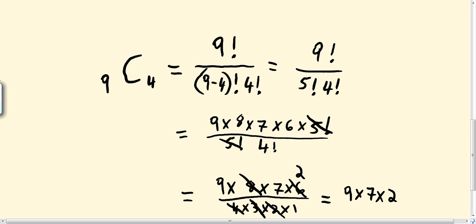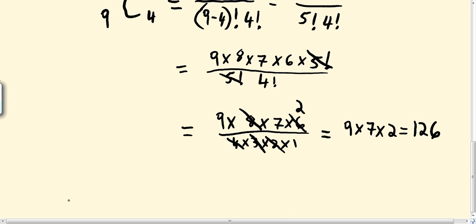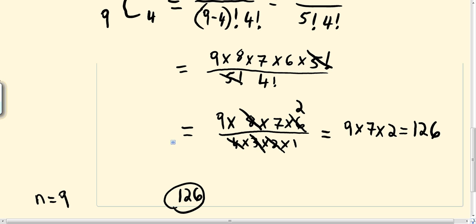Well, 9 times 7 is what, 63? And 63 times 2 is 126. So if we went to Pascal's triangle and we went to the ninth row and we skipped all the way over to the fifth column, which is where I is equal to 4, that value would be 126. So that is the relationship between Pascal's triangle and the binomial coefficient.